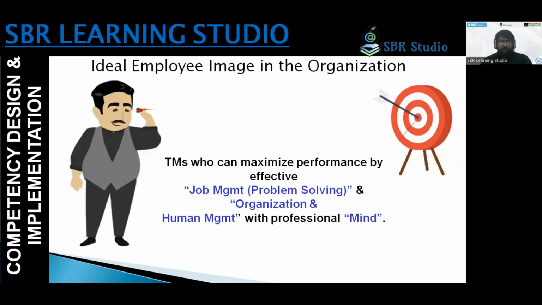So it will especially help the organization to achieve their goals or the given performance to the maximum level or beyond the maximum level, when you define the criteria based on these three perspectives, that is your job management, your organization as well as the human management. And third one, how the individual utilizes their mind while accomplishing their task.